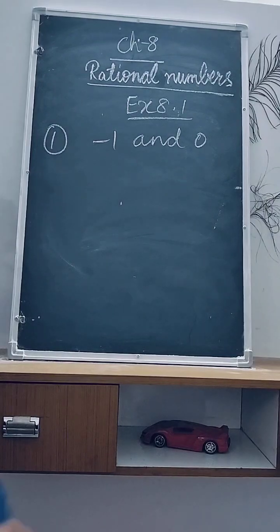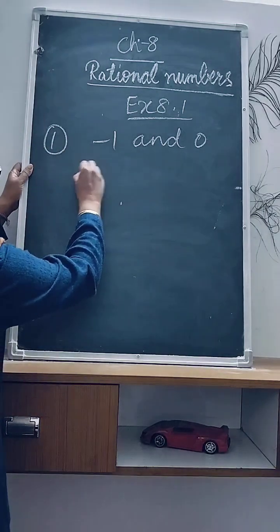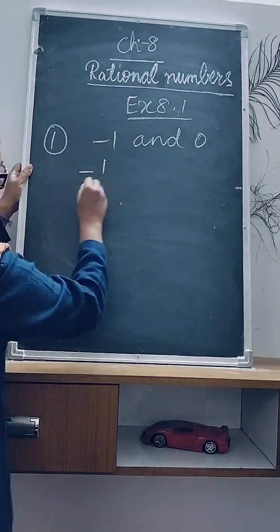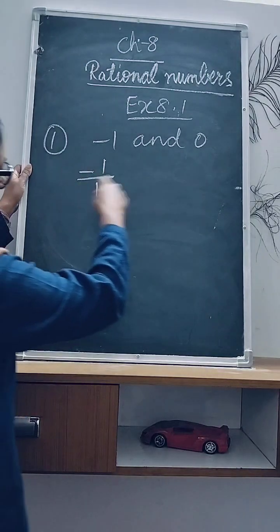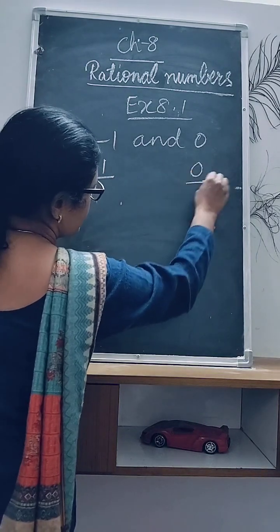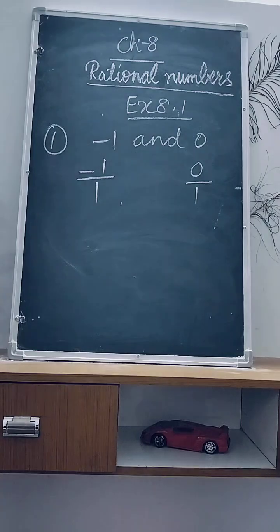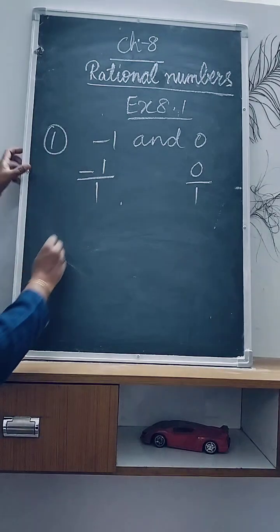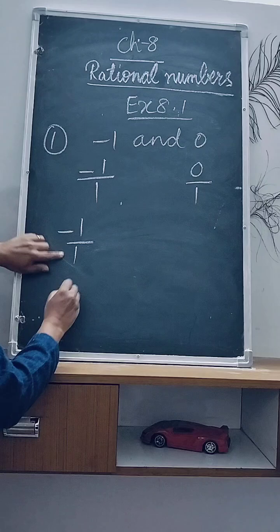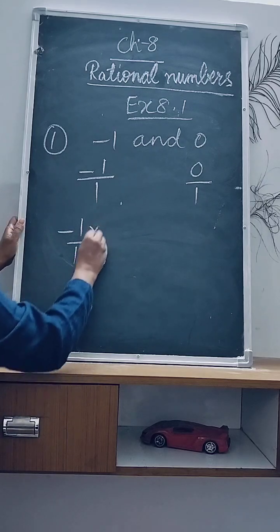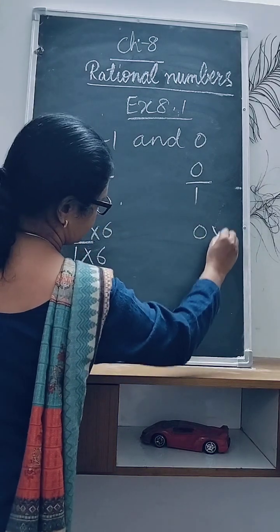So we will take one more than 5, if we add 1 to 5, we get 6. Firstly students, see that we can write minus 1 as minus 1 upon 1 and 0 as 0 by 1. And as I have told you, we have to find 5 rational numbers, so we add 1 to 5 and it becomes 6. Now we will multiply both the numerator and denominator with 6 on both sides.